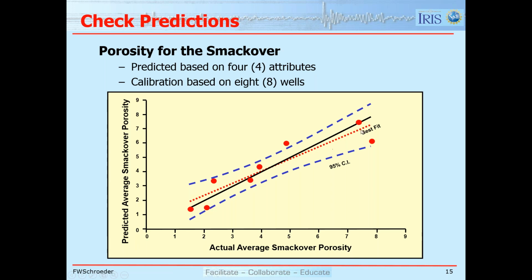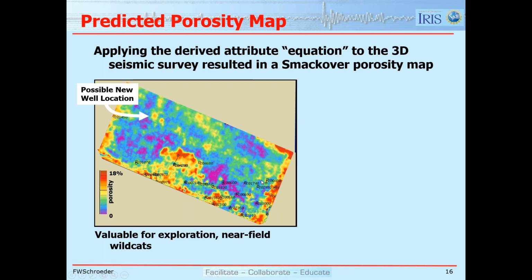A perfect fit would be the black line, and you can see that the 8 points are close to that line, and the dashed blue lines is a 95% confidence interval. So it looks like I'm not doing too bad in making the prediction. If it was actually 4, I might predict it was about maybe 2.8 to 3.8. So I'm at least in the ballpark. And that's what was used to generate the map that I showed on the first slide.